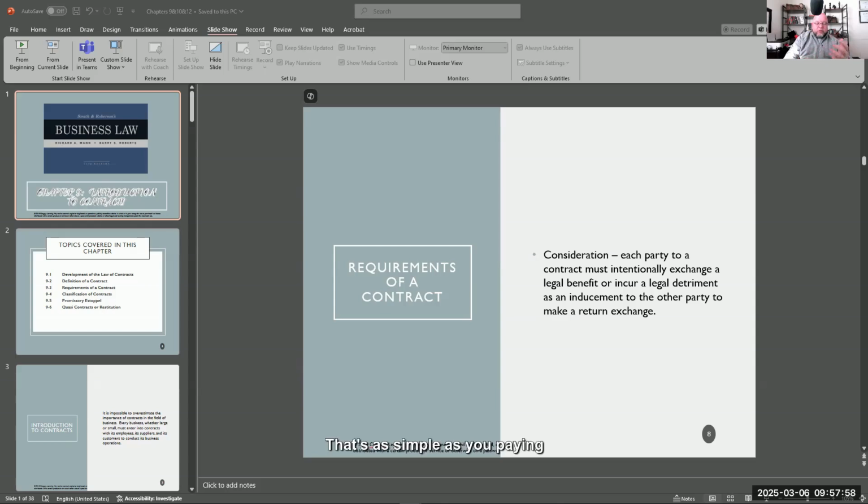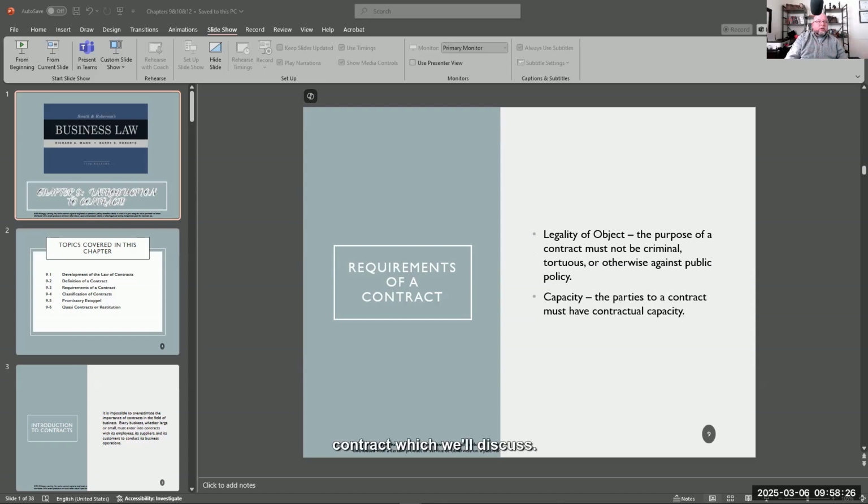That's as simple as you paying $2 for a candy bar, and you're receiving the candy bar. The establishment is receiving the $2. That's an exchange. That's the consideration. That $2 and the candy bar are the consideration, and that is how that exchange is made. And that is something that's covered under the UCC. That's a very simple form of a contract, which we'll discuss.